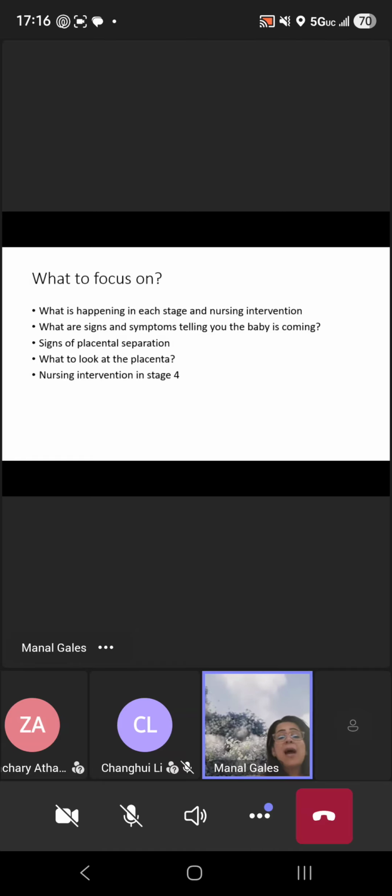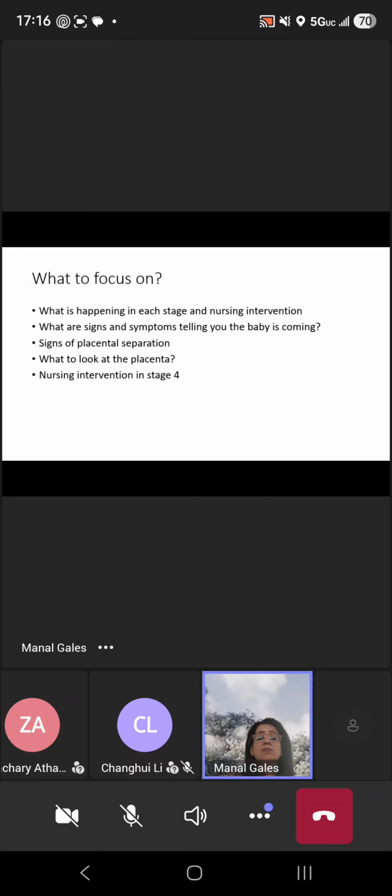You want to know what is happening in each stage. Is it cervical dilation? Is the baby delivered? And what are the nursing interventions in each stage? How do you intervene in each stage? Stage 1, what is your role? Stage 2, what is your role? Stage 3 and stage 4.